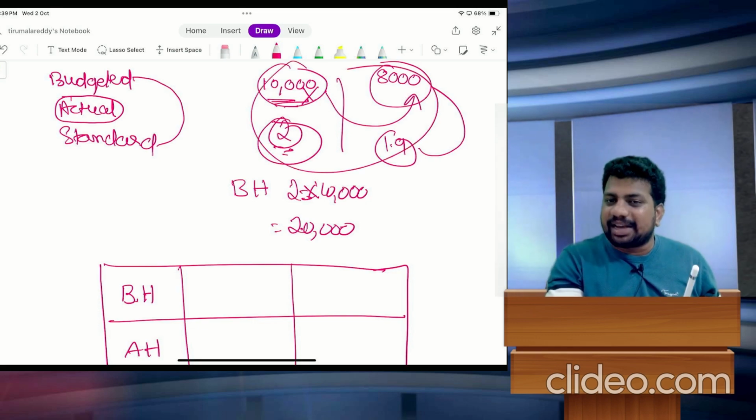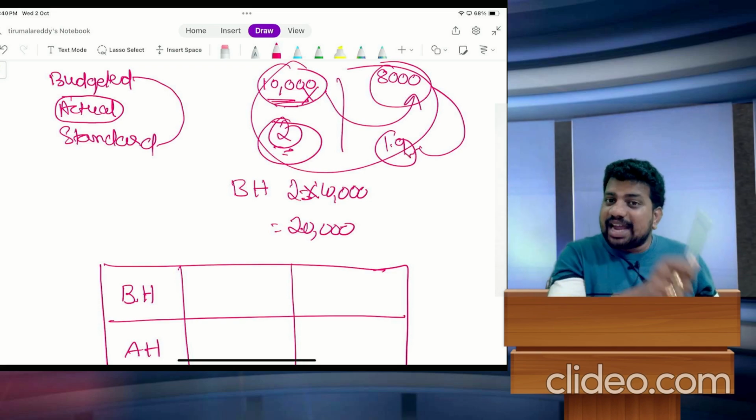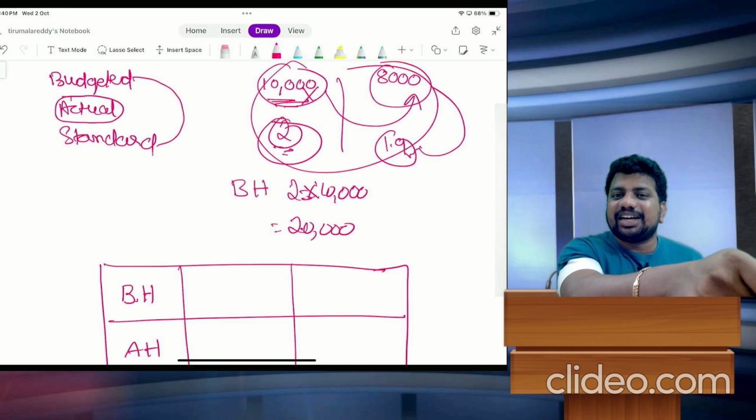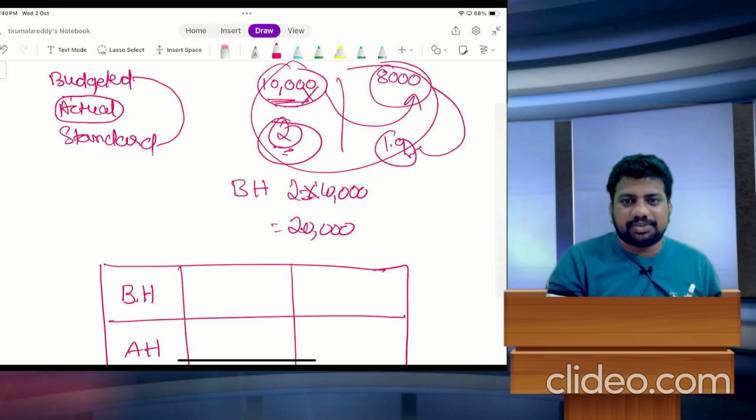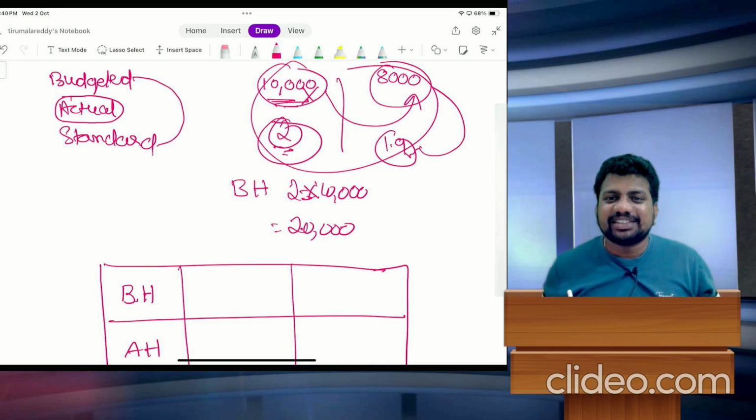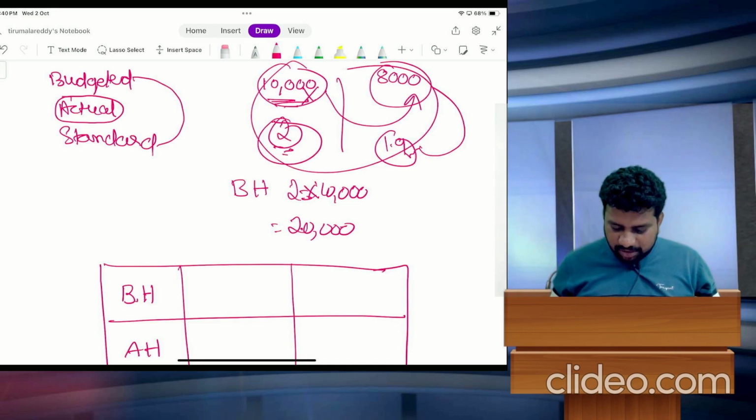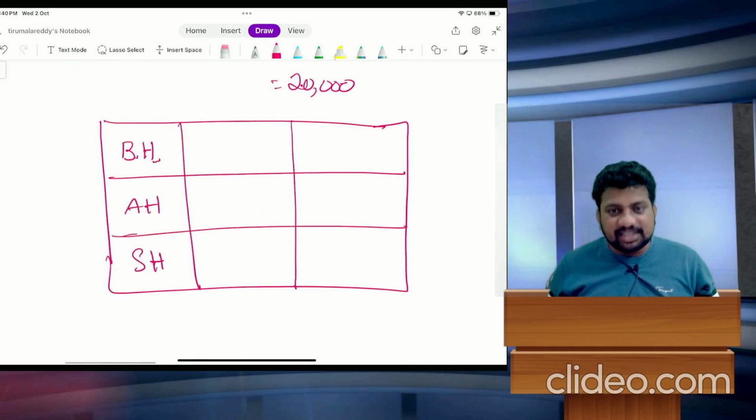If I am multiplying my actual output with the actual time per unit, those are called actual hours. My standard time per unit with the budgeted output gives budgeted hours. I am multiplying my standard hours per unit with the actual output, and those are called standard hours. So I'm starting with budgeted hours, actual hours, and the standard hours.